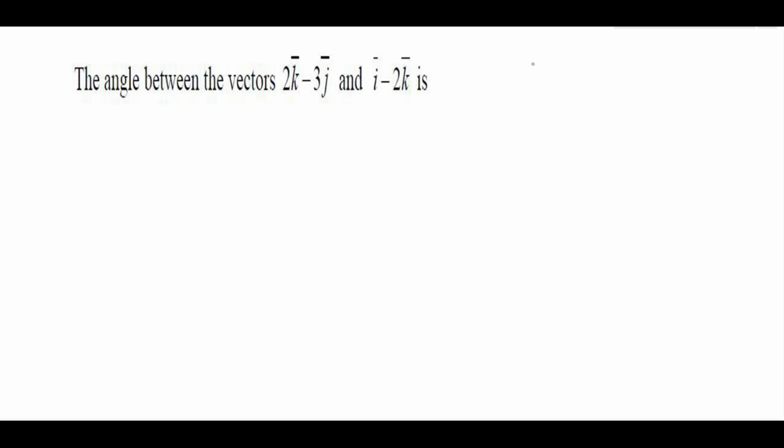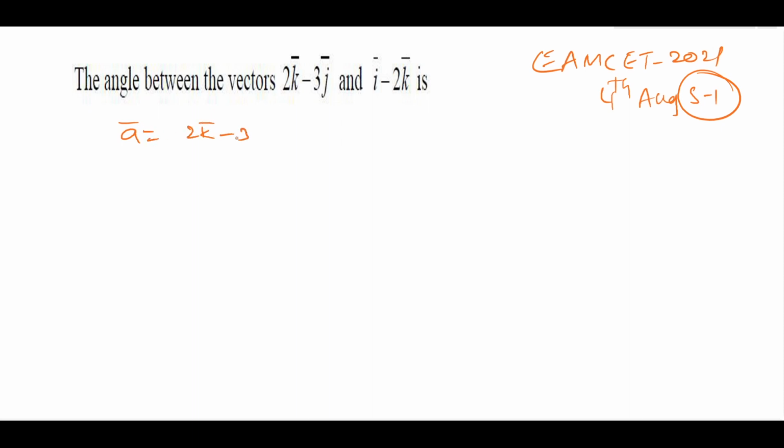This is the second question from Eamcet 2021, 4th August shift 1 question. Find the angle between the vectors a bar is equal to minus 3j bar plus 2k bar, and b bar is given, that is i bar minus 2k bar.